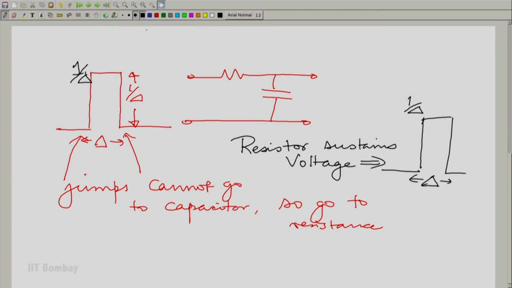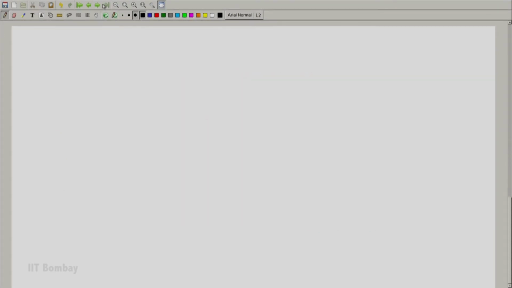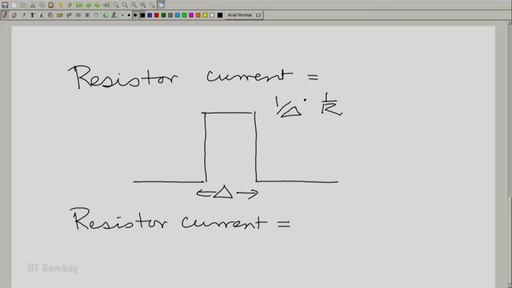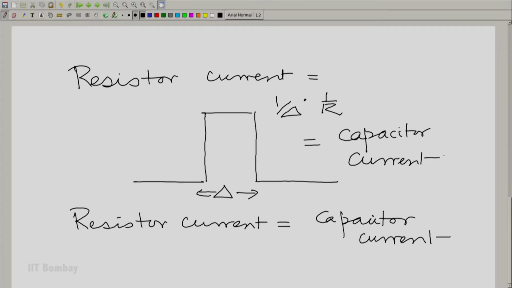And therefore, we need now to find the current in the resistor. Resistor current is the same voltage, but divided by R. So, 1 by delta multiplied by 1 by R sustained over a width of delta. And the resistor current is equal to the capacitor current. This is also equal to the capacitor current, therefore. And now we can integrate the capacitor current. Integrating, it gives you the capacitor charge.